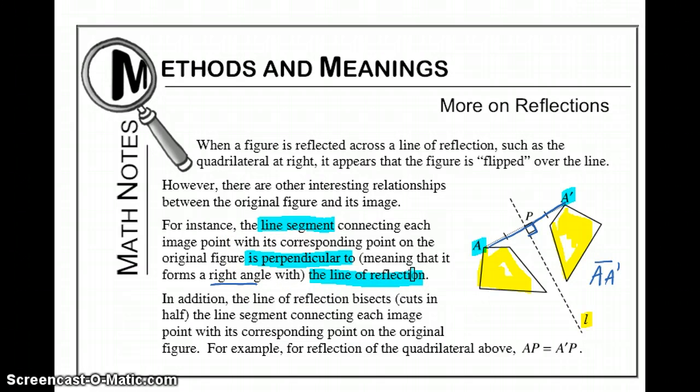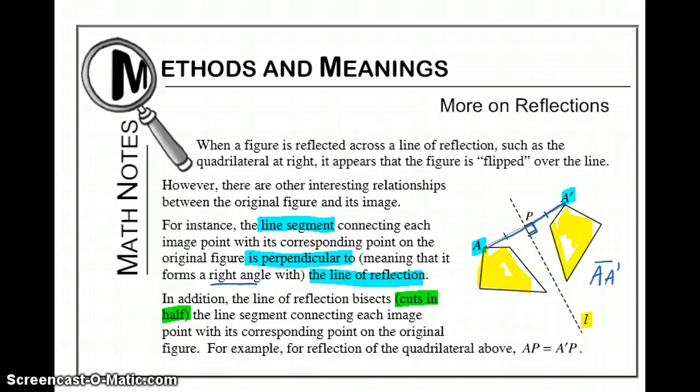Okay, another characteristic, the line of reflection bisects, okay, that's a new geometry term, we're going to say cuts in half the line segment connecting each image. So for example, in the reflection, A to P is the same distance as A prime to P.